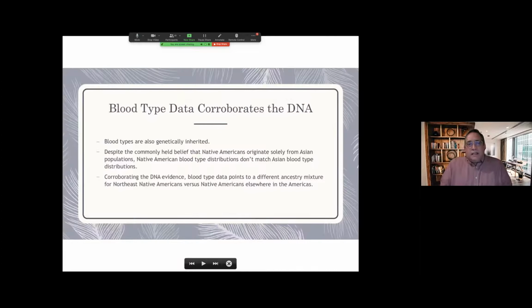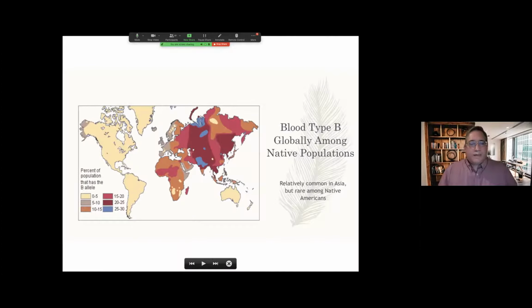All right, so now let's take a little look briefly at blood types. So blood types are also genetically inherited. You can also look at those and test those for ancestry. When you look at the blood types, it also shows that the commonly held belief that all Native Americans originated solely from Asian migrations doesn't match what you see in the blood types either. The blood types also point to a different ancestry mix. So let's take a look at the maps for that.